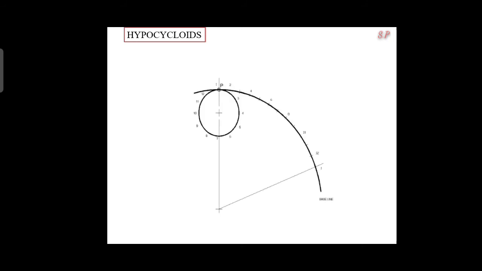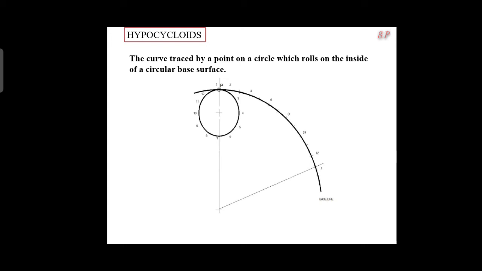Next we are going to discuss hypocycloid. What is the meaning of hypocycloid? The curve traced by a point on a circle which rolls on the inside of a base circle surface. So that is called hypocycloid. Next we are going to discuss problem number 4 in hypocycloid.